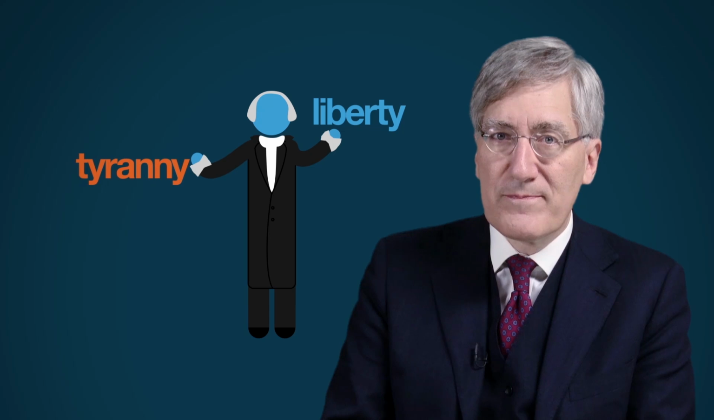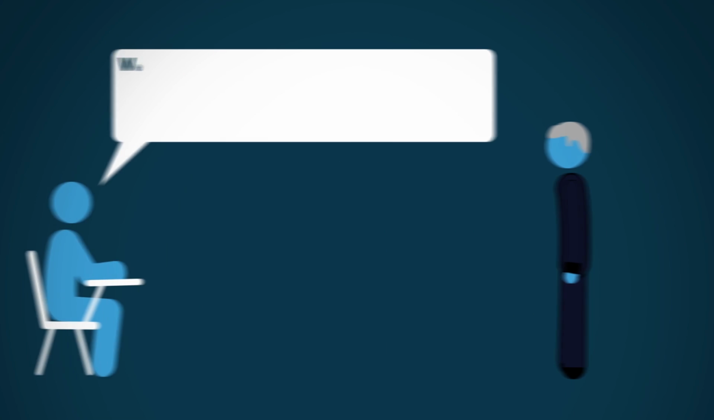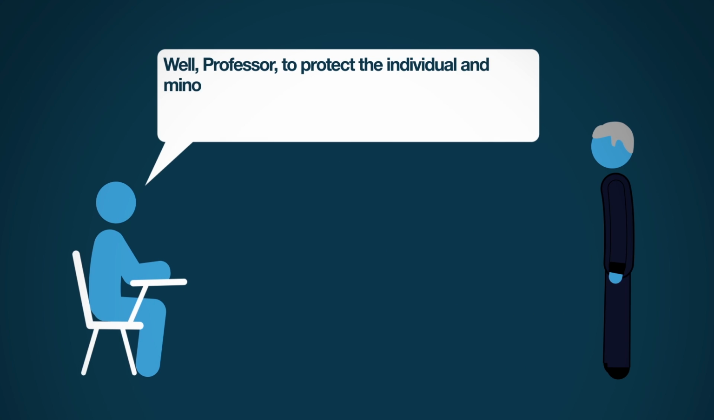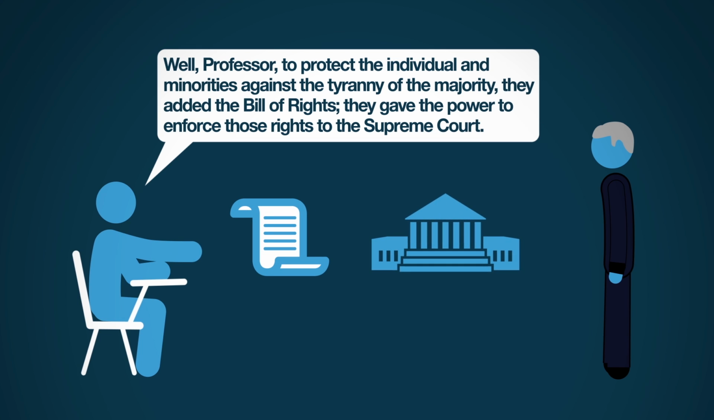How did the framers of the Constitution of the United States seek to preserve liberty and prevent tyranny? Pretty basic question. Here's the answer I usually get from my students. Well, professor, to protect the individual and minorities against the tyranny of the majority, they added the Bill of Rights, and they gave the power to enforce those rights to the Supreme Court.